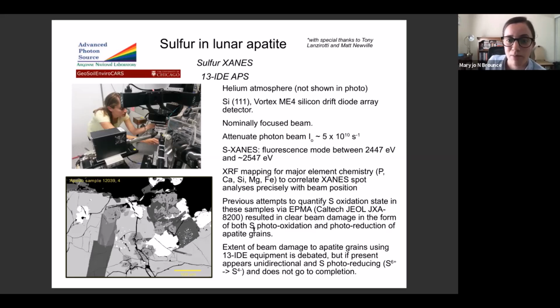We're using a 111 mono and a silicon drift diode array detector. Our beam is nominally focused, although we've played around a little bit with this, defocusing to as much as 10 by 10 microns in some of these measurements. And it seems like we can get away with a 2 by 2 micron focused beam. But we do attenuate the photon beam coming down the line to be on the order of 10 to the 10 photons per second.